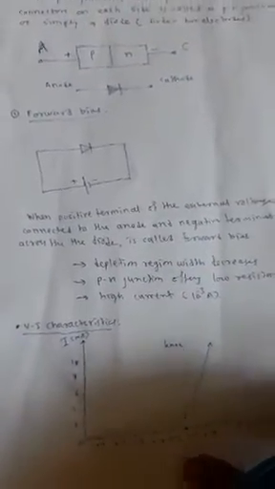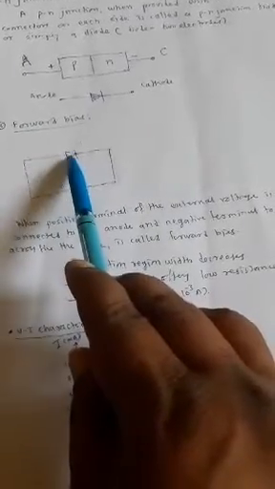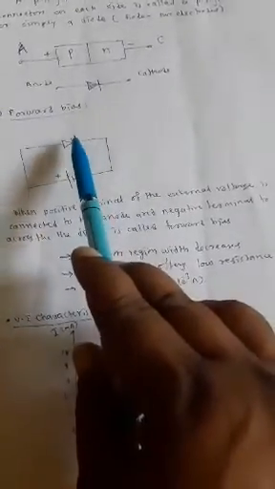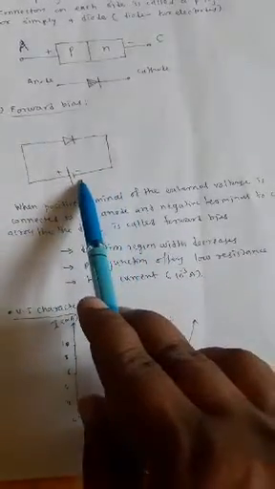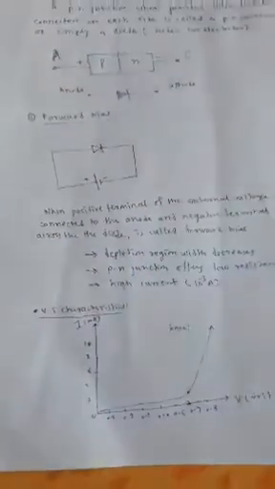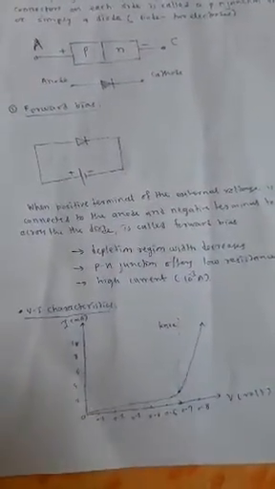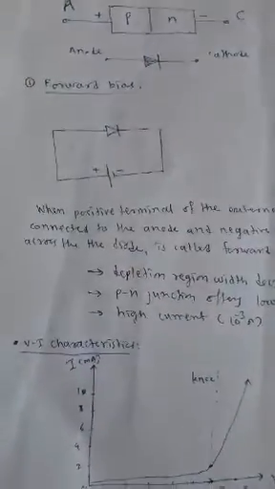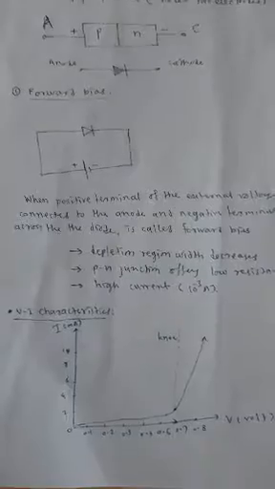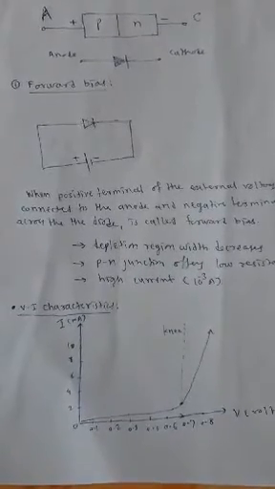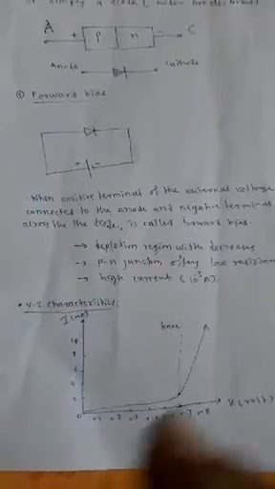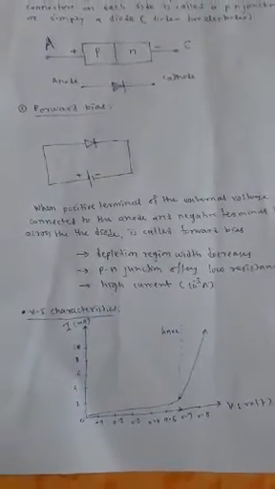We know what the forward bias is. When the anode is connected to the positive terminal of the battery and cathode is connected to the negative terminal of the battery, this arrangement is known as the forward bias. And we know that when the PN junction is in forward bias, the width of the depletion layer decreases and there is flow of current through it.